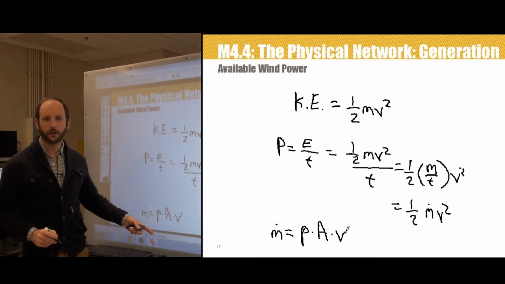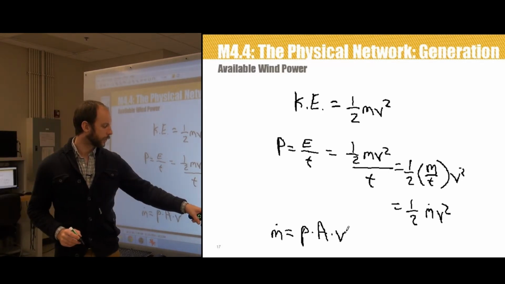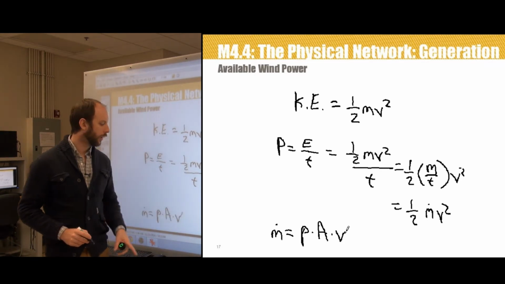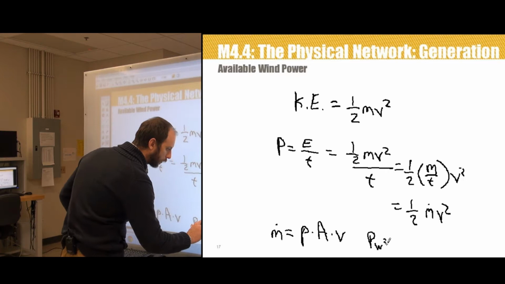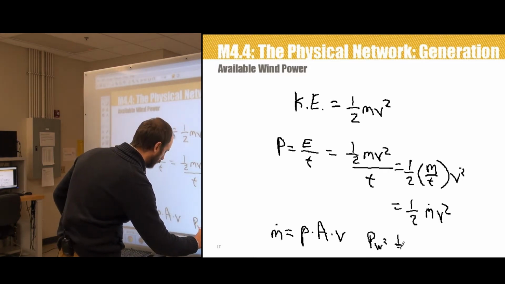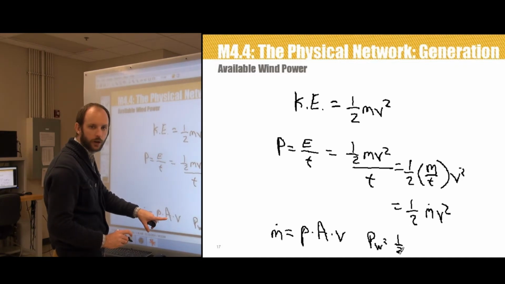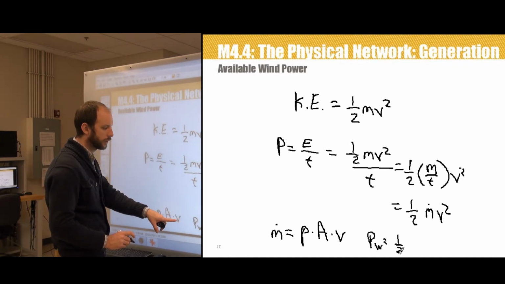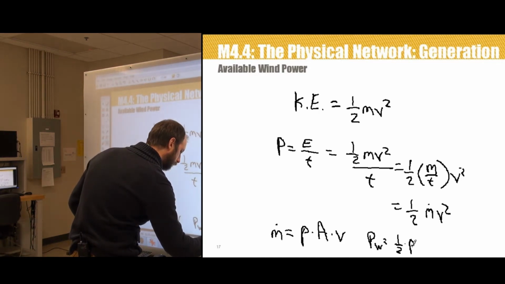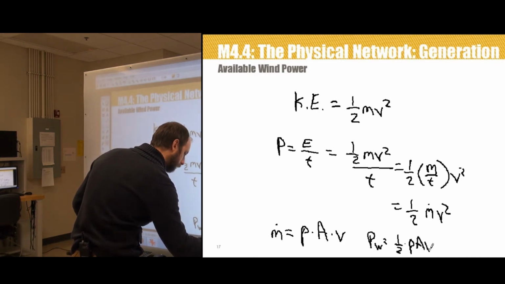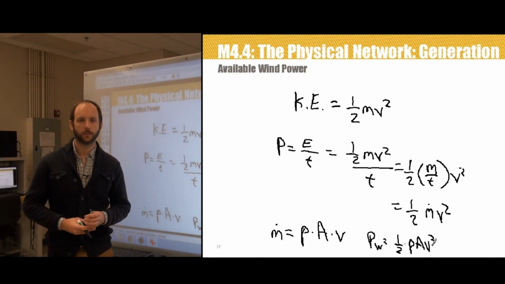If we combine this equation for the mass flow rate with this equation for power, we end up getting that the power stored in the wind is equal to 1/2 the density of air times the cross-sectional area of the rotor blades times velocity cubed. So 1/2 rho A V cubed.